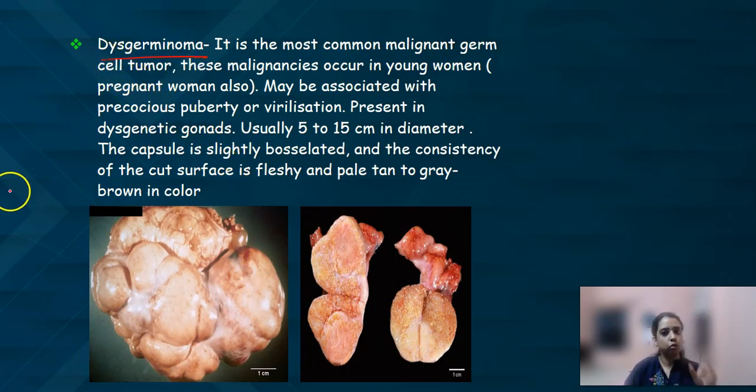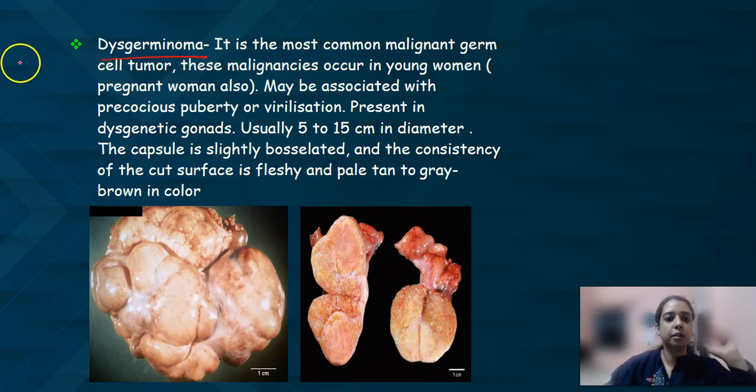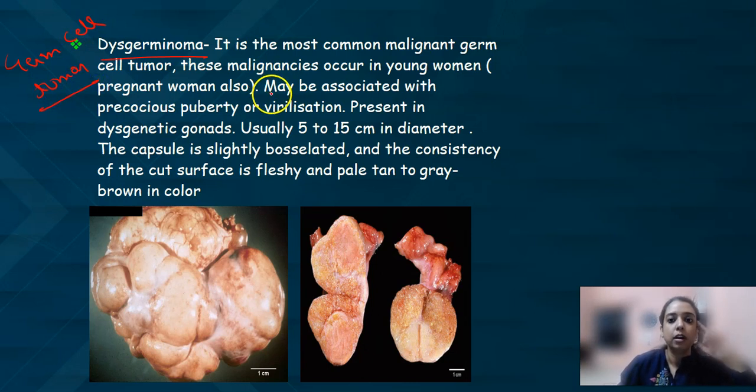Dysgerminoma. Those two were epithelial tumors. This is a germ cell tumor. So dysgerminoma is a germ cell tumor. What will the question give you? First of all, the age will not be high. It occurs in young women. So the question will give you a young woman. She might be pregnant also. It's the most common tumor occurring in a pregnant woman.